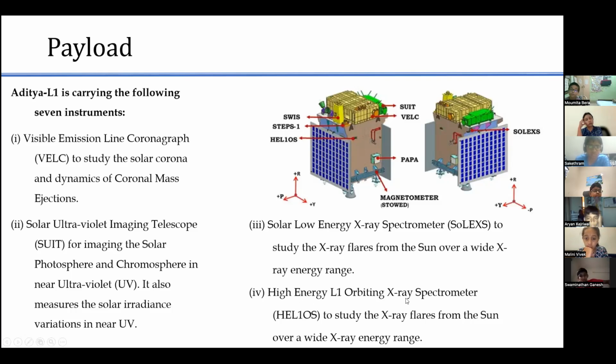High energy L1 orbiting X-ray spectrometer, HEL1OS. It will be used to study the X-ray flares from the Sun over a wide X-ray energy range. That means the solar low energy X-ray spectrometer will be used to study the low energy range, and the high energy L1 orbiting X-ray spectrometer will be used to study the high energy range.